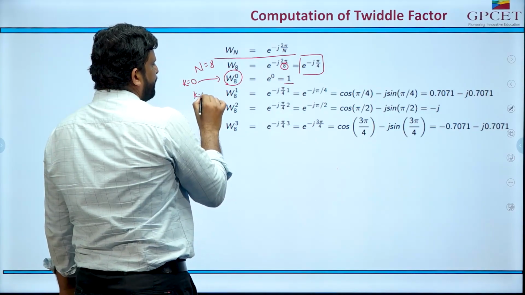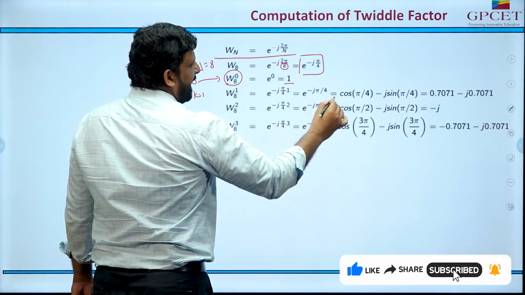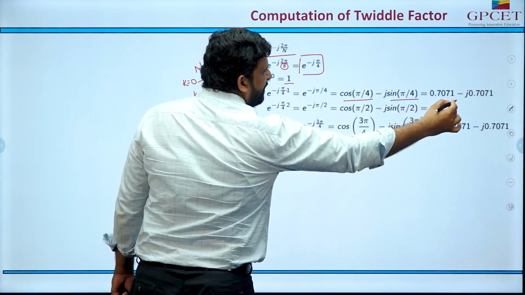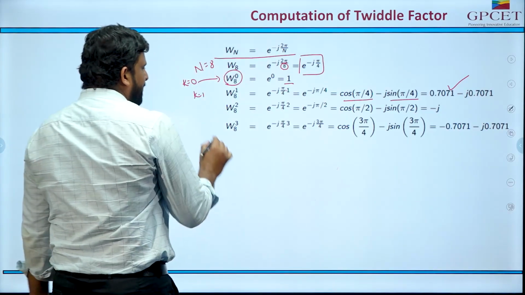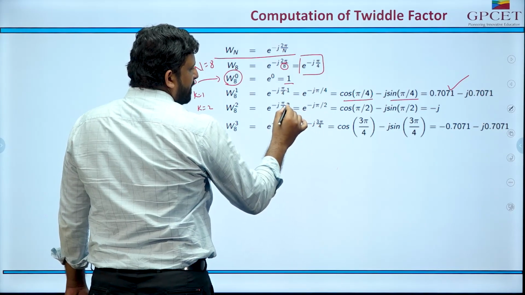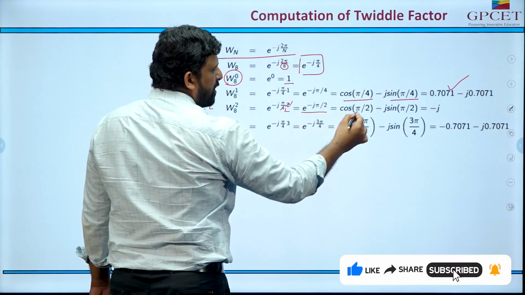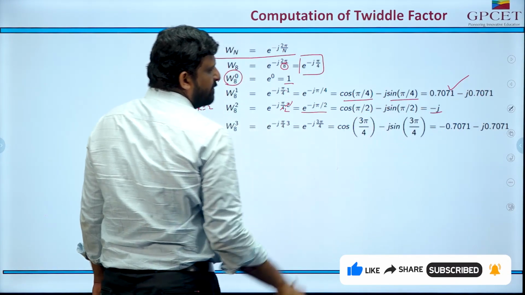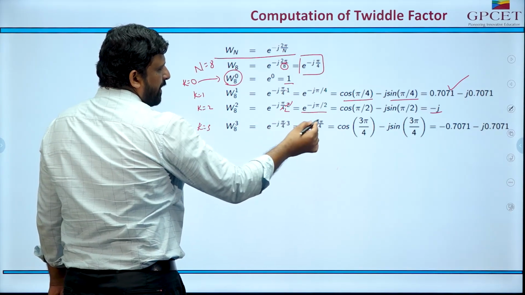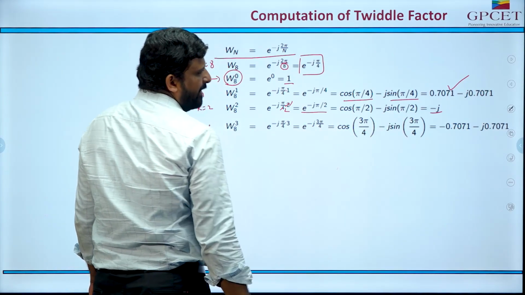Now for k is equal to 1, e power minus j 2 pi by 4 into 1. I can write this e power minus j pi by 4 as cos pi by 4 minus j sin pi by 4. The value I am going to get is this one. Similarly, for k is equal to 2, I am multiplying with 2, so 2 ones are 2, and I get e power minus j pi by 2, which I can write as cos pi by 2 minus j sin pi by 2, and the value is minus j. Similarly, for k is equal to 3, I get e power minus j 3 pi by 4, which is cos 3 pi by 4 minus j sin 3 pi by 4.